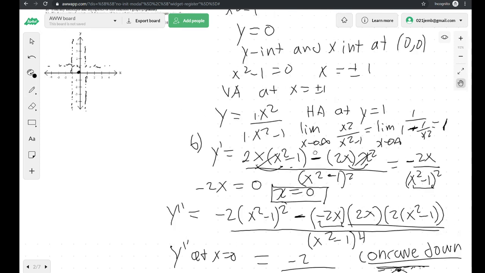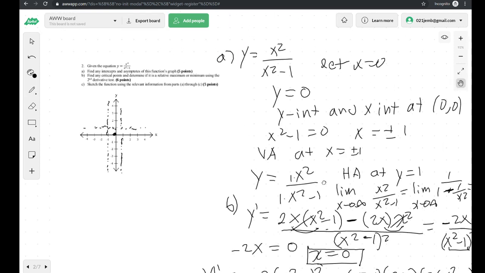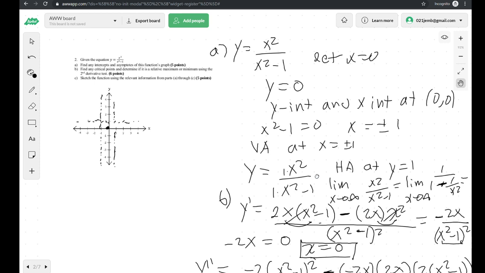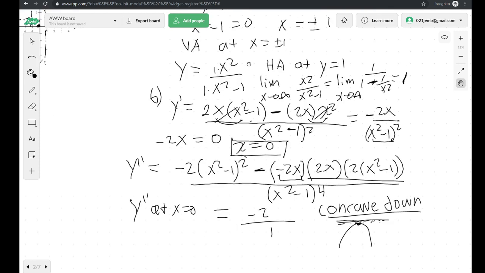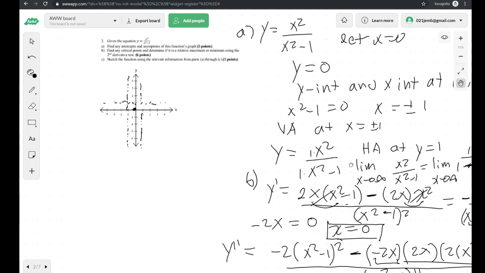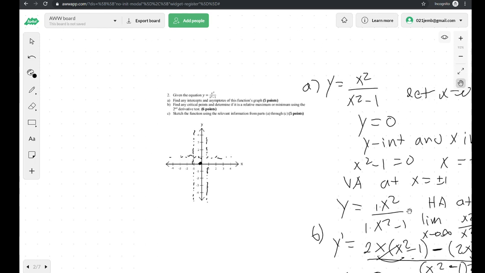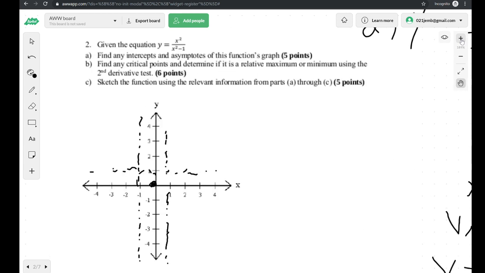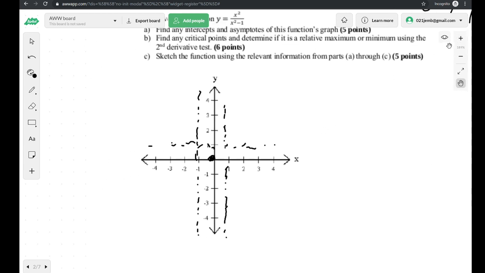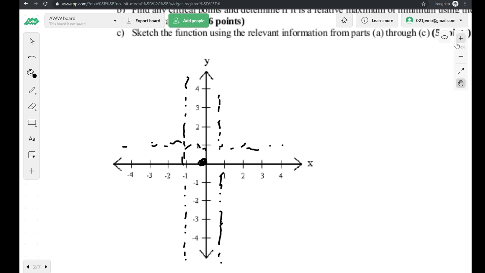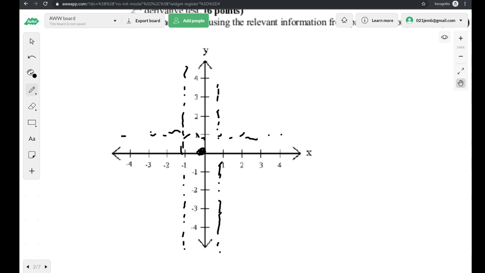And then let's see what else is on part B. Okay, so we found the critical points. Now sketch the function using the relevant information from parts A through C. So we already found all of this. Now it's time for us to sketch the graph. Well, that's pretty simple here. We know the asymptotes, we know the critical point, and we know it's a maximum. So now we can actually say that it's going to look like this.